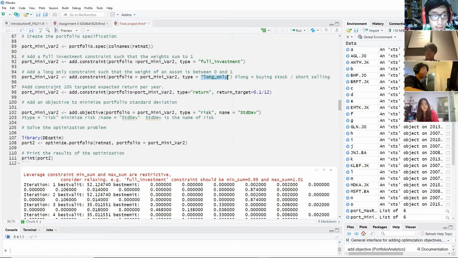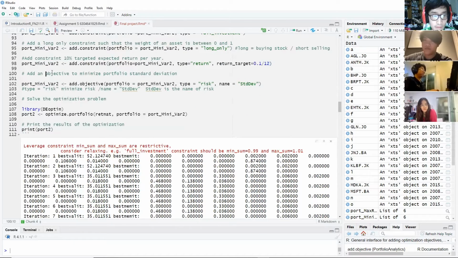And then we add the constraint of a 10% targeted expected return per year by typing in the program to focus on the return. Since the program knows automatically whether return should be maximized or minimized, because all people want high return but low risk, return will be maximized automatically. And we set the target at 10% return, but since we want it per year, we have to divide it by 12.